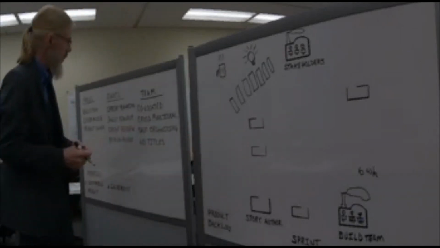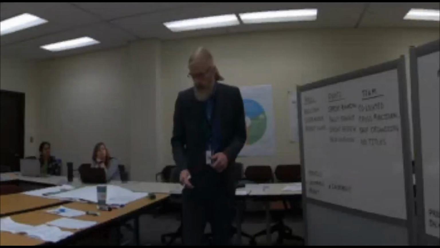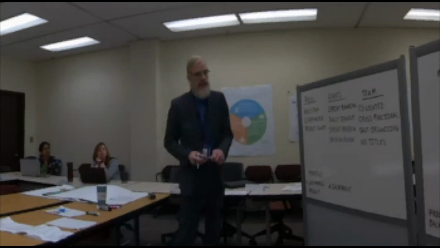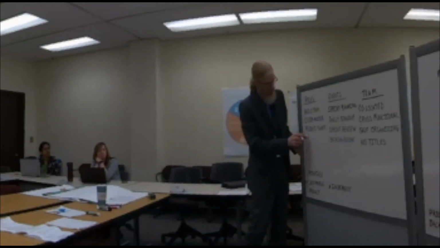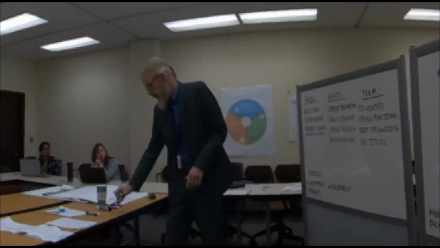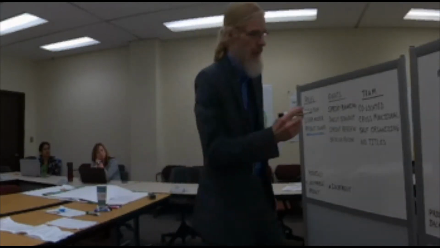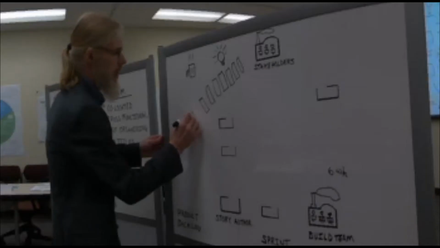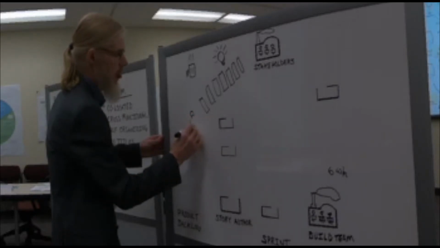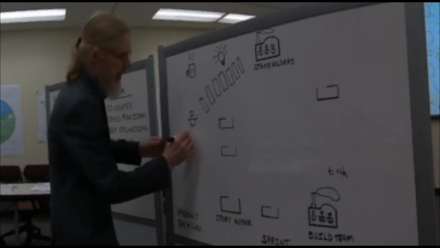Let's introduce our first role, and the first role that we're going to introduce in order to help us on this model is the product owner. Now, the product owner, I'll draw them right over here, is a very important role. And I'll label it as PO.